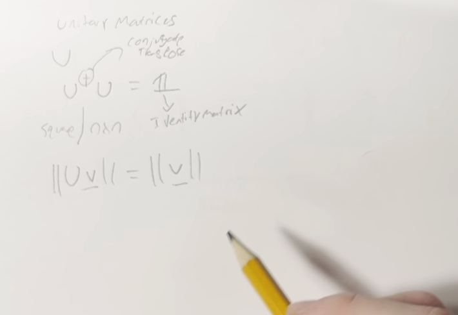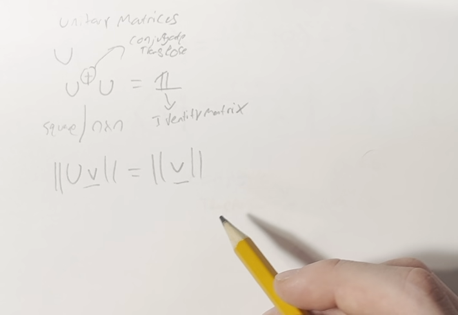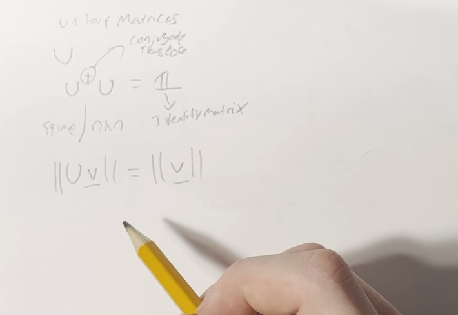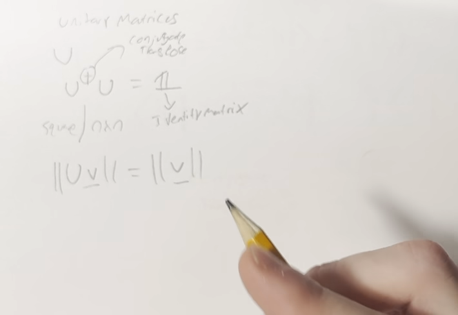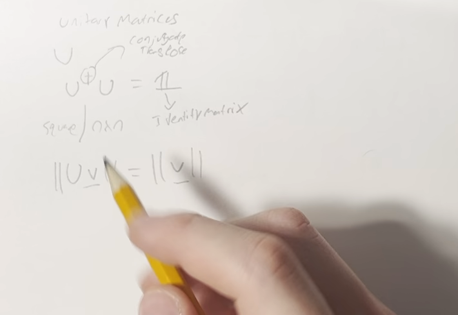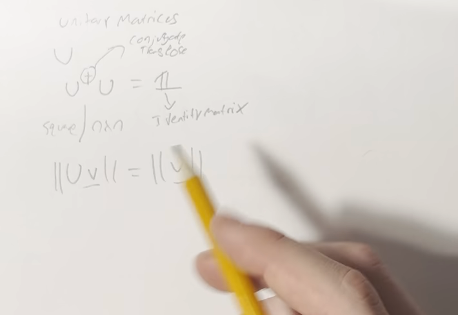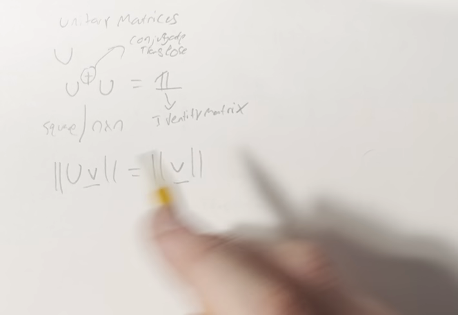That's one of the key ideas of what unitary matrices do. So if you operate it on a quantum state vector, it doesn't change its norm. So it doesn't change its condition of being a quantum state vector. It is still a quantum state vector.